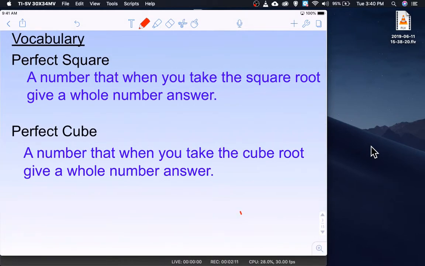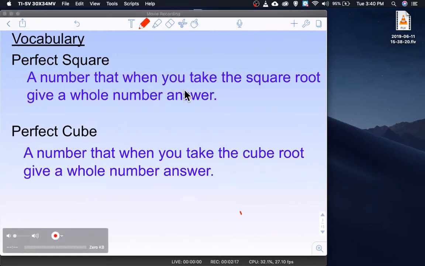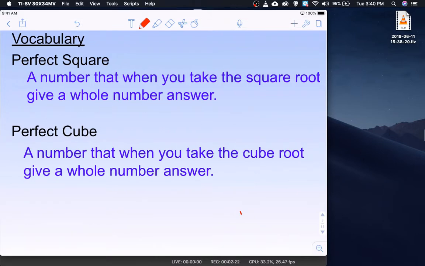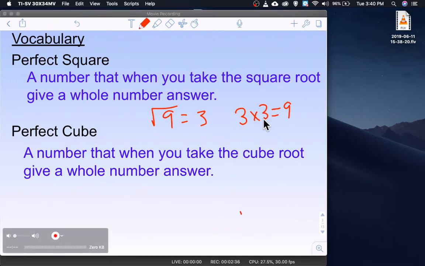So we do have some vocabulary. First of them is a perfect square. A perfect square is a number that when you take the square root, it gives you a whole number answer. Square root of 9 is 3, because 3 times 3 is 9. It's the result of a whole number multiplied by itself.